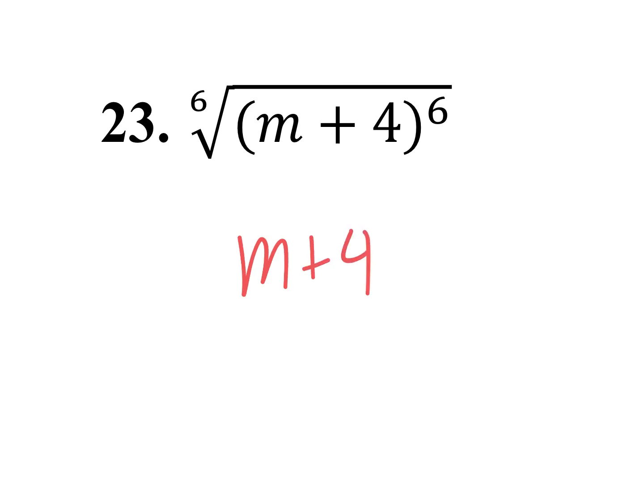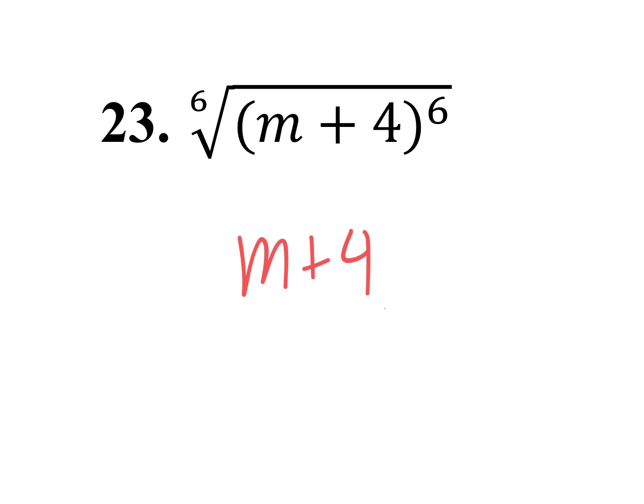M plus 4. That's it. Because the 6th root and the power of 6, you want this number to be divisible by 6. It is. 6 divided by 6 is 1. M plus 4 to the 1 is unnecessary. You just write it as M plus 4. Now, let me tell you this on the answers provided on the book. For some reason, they put absolute values on the answer. Don't worry about those absolute values. Just ignore them, and M plus 4 is your answer.